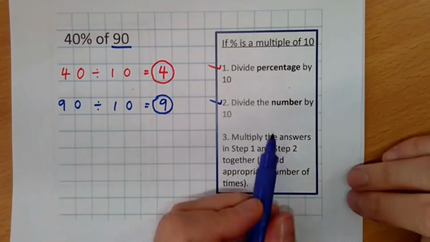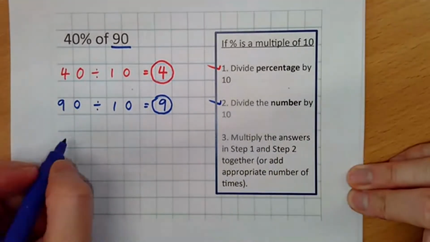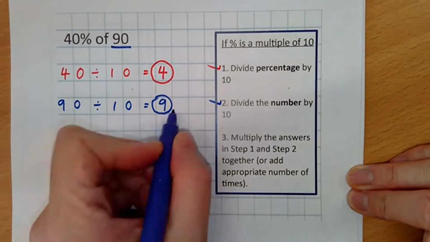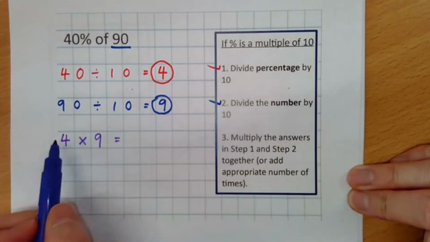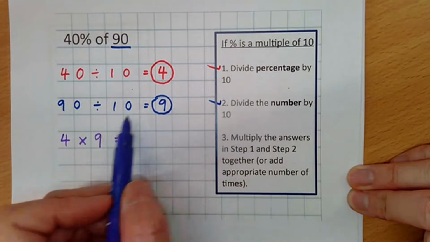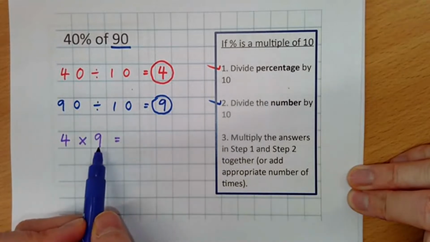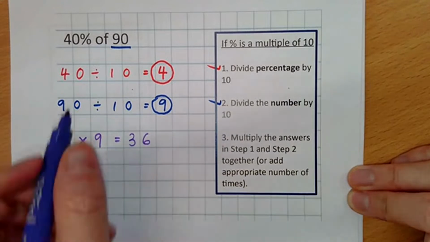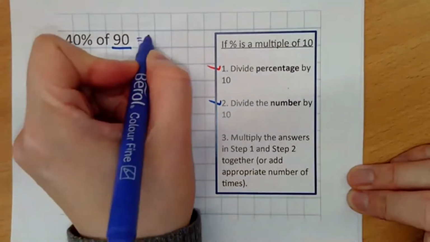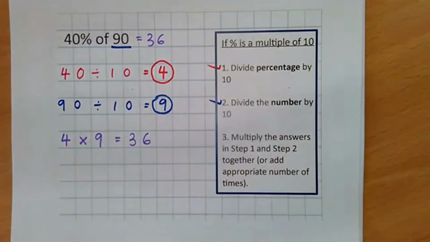My final one is to multiply the answers from step 1 and step 2. So 4 times 9 equals, here's my 4, the answer from step 1, and here's my 9, the answer from step 2. And the answer is 36. So 40% of 90 equals 36.